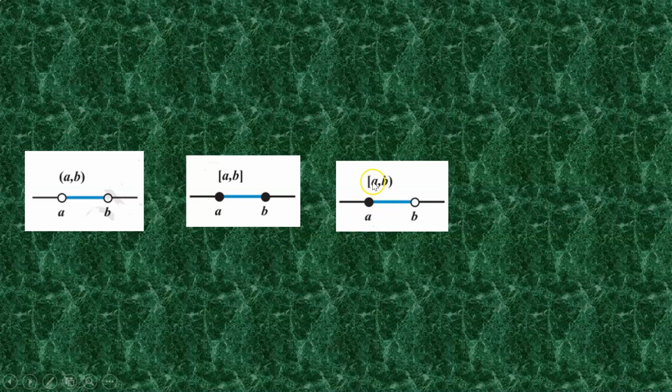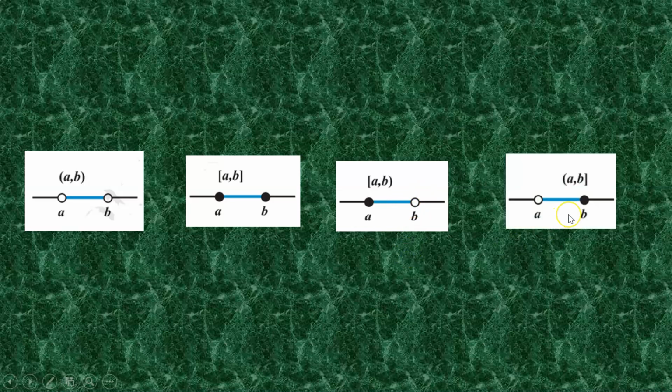Next is semi-closed, where A is closed and B is open. A is included and B is not included, therefore it is marked with this circle. Next, A is open and B is closed. Here A is a white circle and B is a dark circle, which means A is not included and B is included.